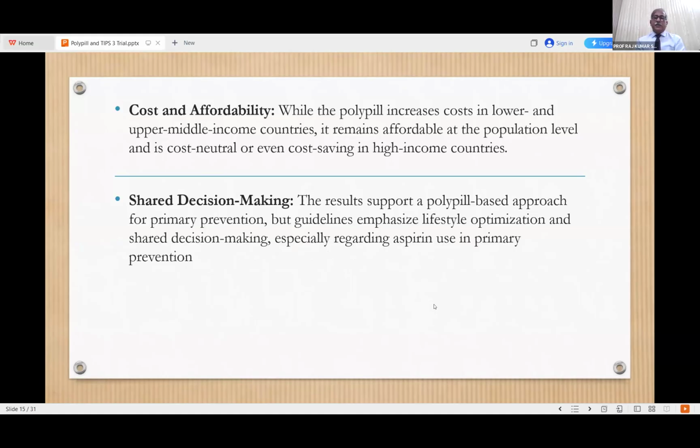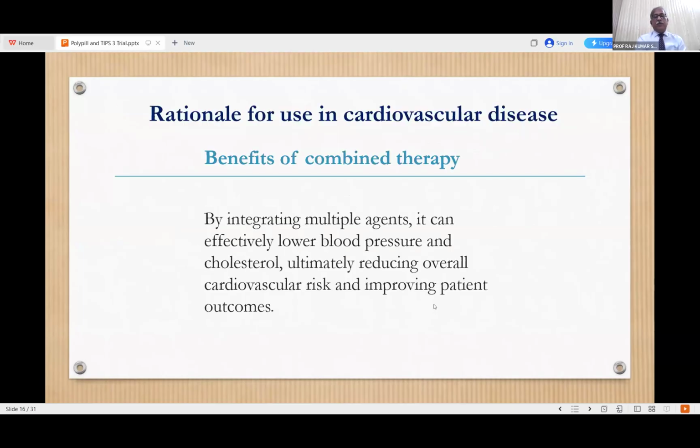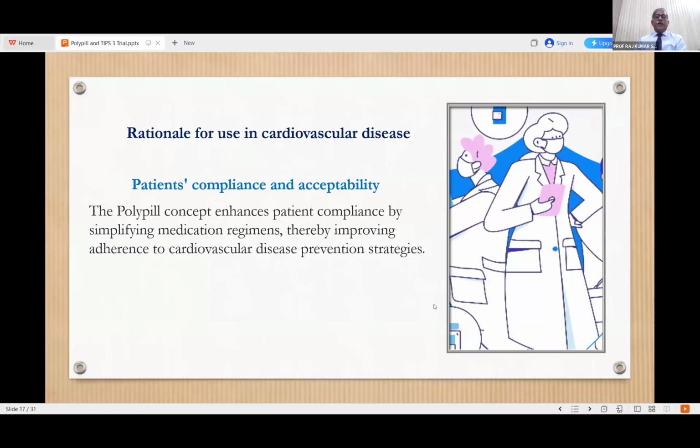Shared decision making: the results support a polypill based approach for primary prevention, but guidelines emphasize lifestyle optimization and shared decision making, especially regarding aspirin use in primary prevention, because there were people who had a fear of bleeding. That was the reason. So rationale for use in cardiovascular disease: by integrating multiple agents, it can effectively lower blood pressure and cholesterol, ultimately reducing overall cardiovascular risk and improving patient outcomes. So patient compliance and acceptability is the main problem. The polypill concept enhances patient compliance by simplifying medication regimens, thereby improving adherence to cardiovascular disease prevention strategies.